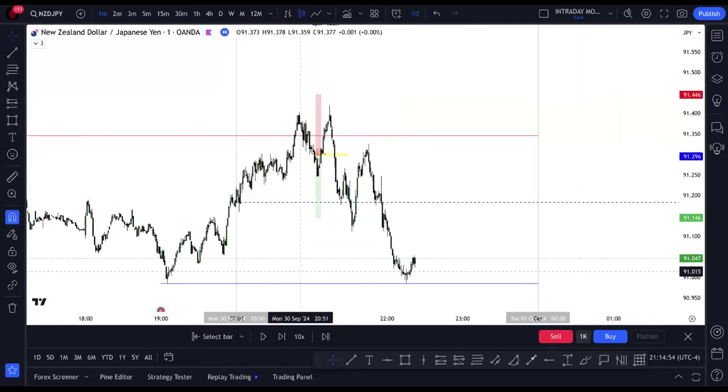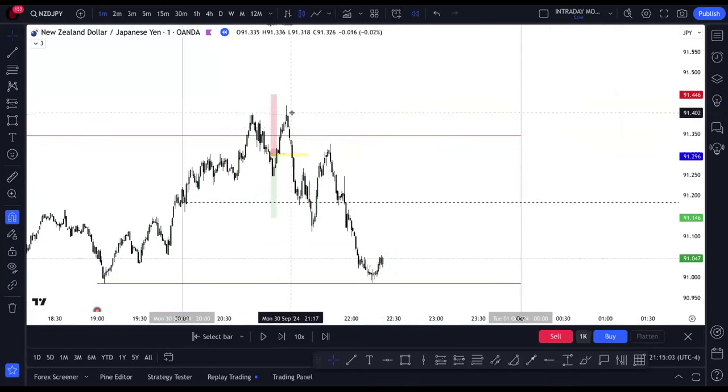I know it wasn't the sexiest trade. There was drawdown. We almost got stopped out. I know. Thank you for telling me. Kudos, right? Because I know people comment and say things like that. It's okay. That's why we have a stop loss.